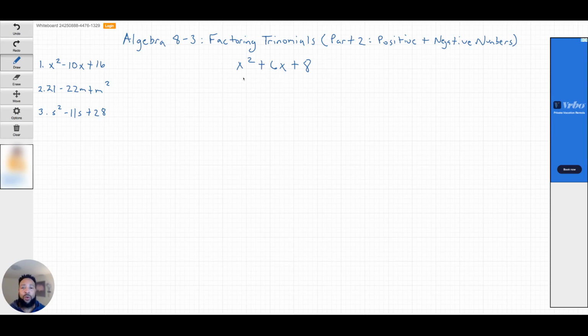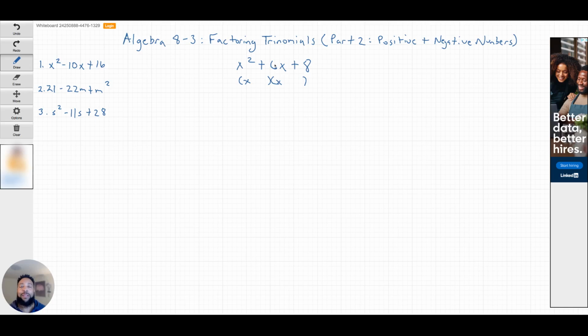We also learned that with all these coefficients being positive, when I get ready to factor x squared plus 6x plus 8, what I can look at is what are two numbers that when I multiply them together, I get 8, but when I add them together, I get 6. So we have x plus 2, x plus 4.